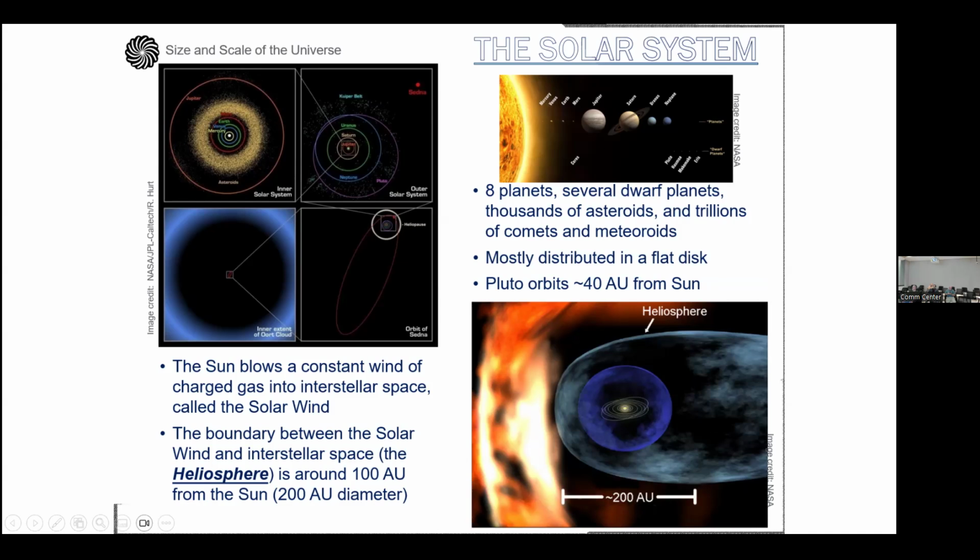So if we go to the solar system now, we know that the heliosphere of the sun, the boundary between the solar wind and interstellar space, is about 100 astronomical units from the sun. Pluto orbits about 40 astronomical units from the sun. The solar system is basically distributed in a flat disk, unless you count the Oort cloud. That's more of a beach ball shape.